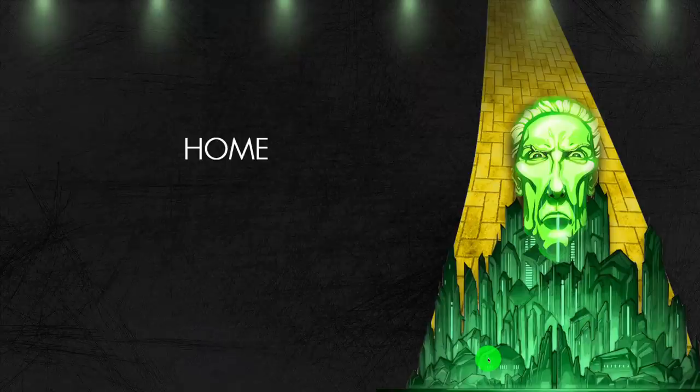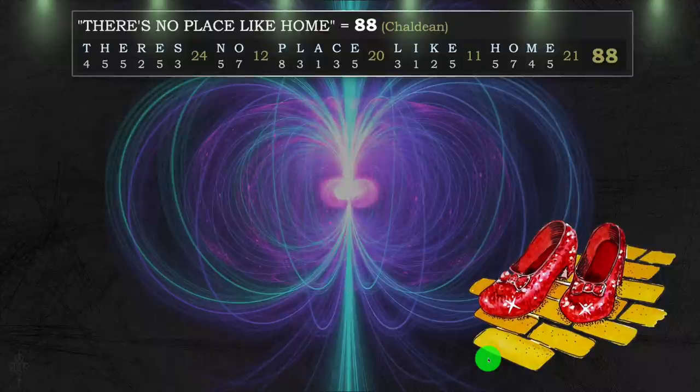So let's get into the next topic. Home. Home. There's no place like home. And I already kind of gave this one away. There's the 88. I mean, it's pretty right in your face. This is what Dorothy said. She wanted to go home. Smack those ruby slippers together three times. I could have just gone crazy on that. But there it is, the 88.